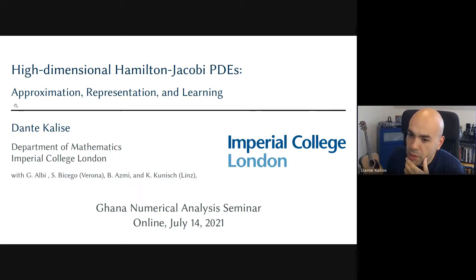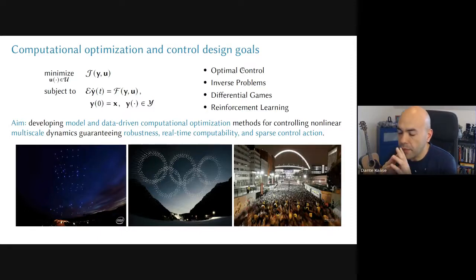So here I put this title: approximation, representation, and learning, because it's my own story as well, transitioning from very classical numerical approximation of PDE techniques to a little bit of PDEs, and then very simple things on machine learning. Nothing very fancy. If you're not familiar with control theory, I always have this slide to try to explain it a little bit.